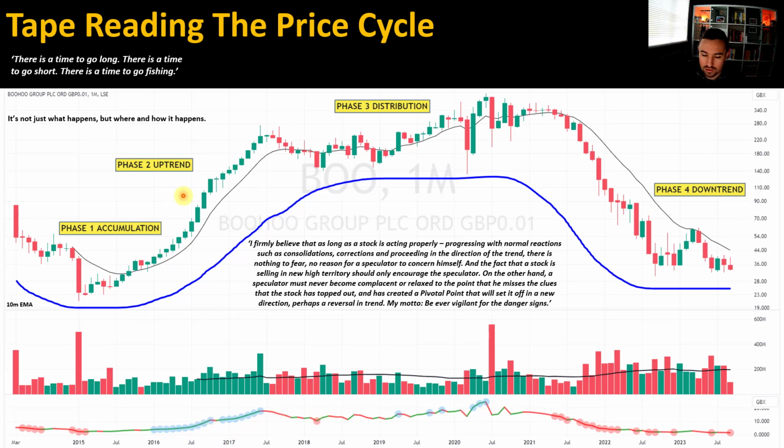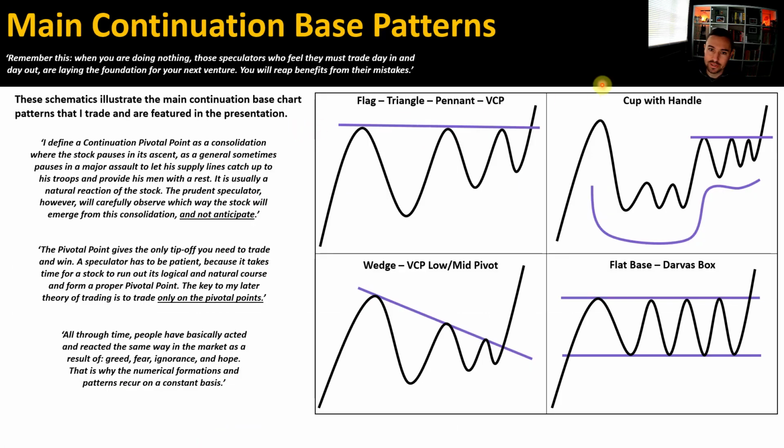So I'm not going to spend a lot of time on this slide, covered it in a lot of other recent videos, but we're looking here in the context of powerful phase 2 uptrends. So let's start going. So the main chart patterns that you're going to see, those repeatable patterns that occur, are going to be variations of flags, triangles, pennants, VCPs, cup and handles, wedges, which if you've read Minervini's books would be a VCP low mid pivot, or if you've read Darvas' book you could also see Darvas boxes, also known as a flat base.